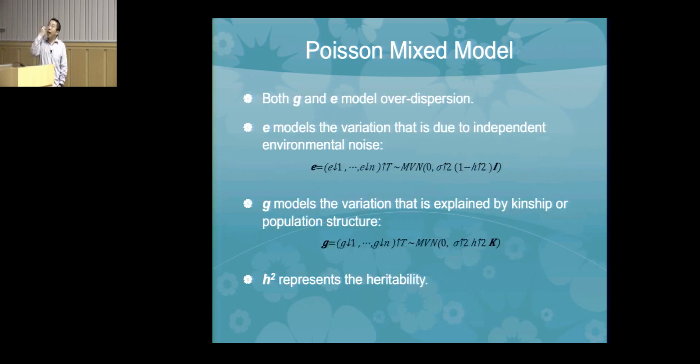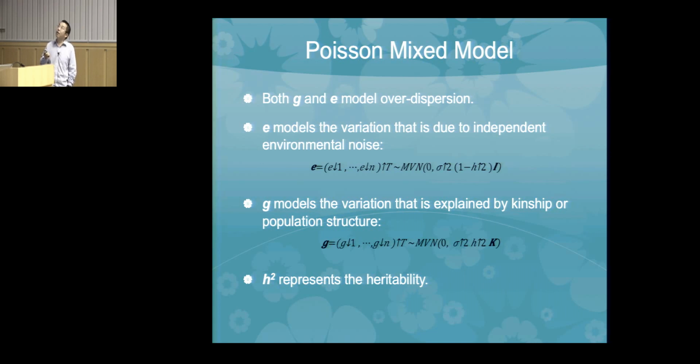Although both G and E model overdispersion, the variance not accounted for by the standard Poisson distribution, they actually model two different aspects of overdispersion. In particular, E models the variation that's due to independent environmental noise. If you combine all those n values of E together, the capitalized E is the n by 1 vector of environmental effects across n individuals.